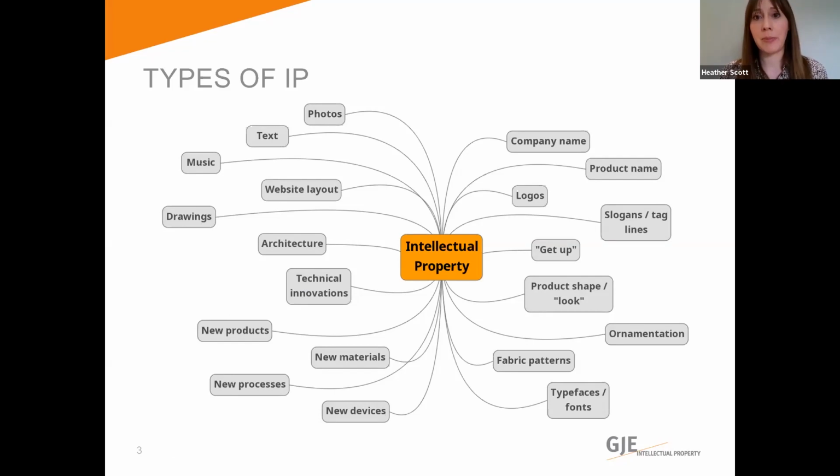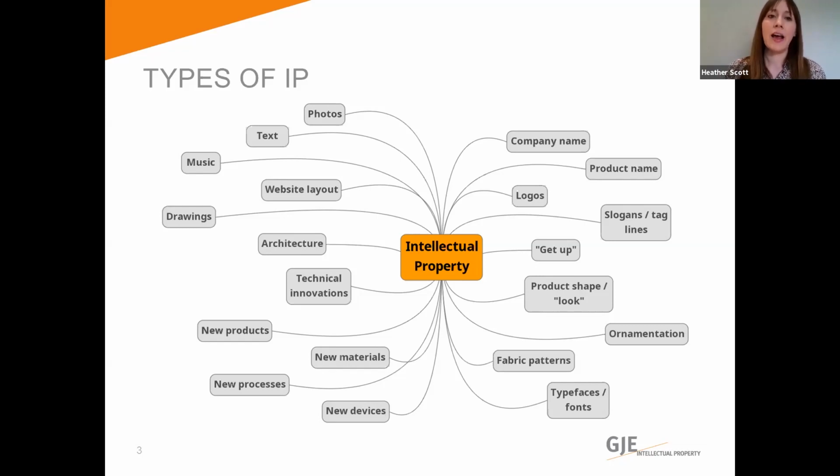Also very valuable to a company are things which convey its brands. So, for example, the company name itself, product names, and also logos, as well as slogans and taglines. As we all know, a desirable brand clearly attracts buyers. And then we have the appearance of the product itself. So, for example, its shape or look, or maybe the way it's decorated, its ornamentation. And it's also worth bearing in mind that nowadays, not all products are three-dimensional. Some of them are two-dimensional, like, for example, typefaces or fonts.